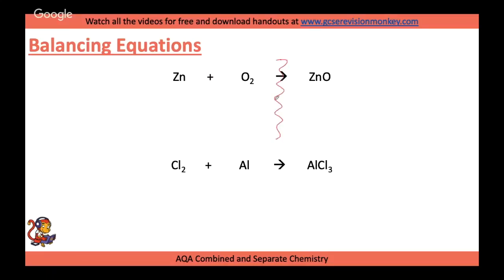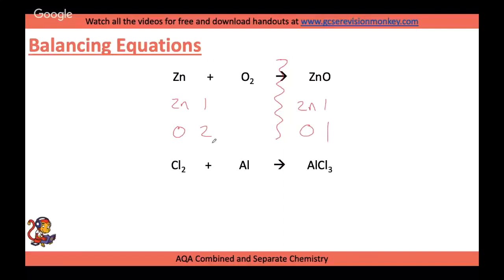What I recommend you do is do a little wiggle down where the arrow is and show you're working by counting atoms. Zn, there's 1 of those. Oxygen, there's 2 of those. On the other side, ZnO, so zinc, 1, 1, 1. So we've just counted how many atoms are on each side.